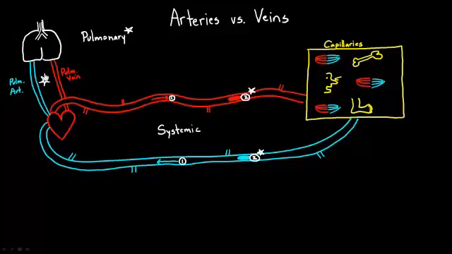So clearly that's the reverse of what I just said. But that is one exception to the general rule, which is that arteries definitely look red and veins generally look blue. Okay, so those are two points of differences between the arteries and veins.